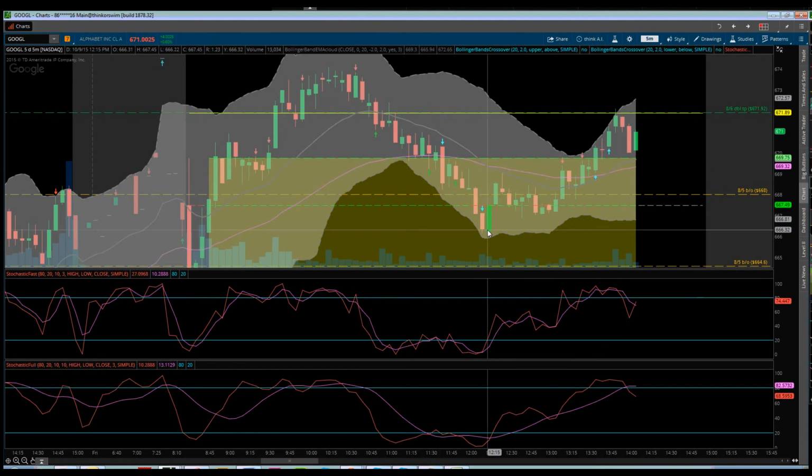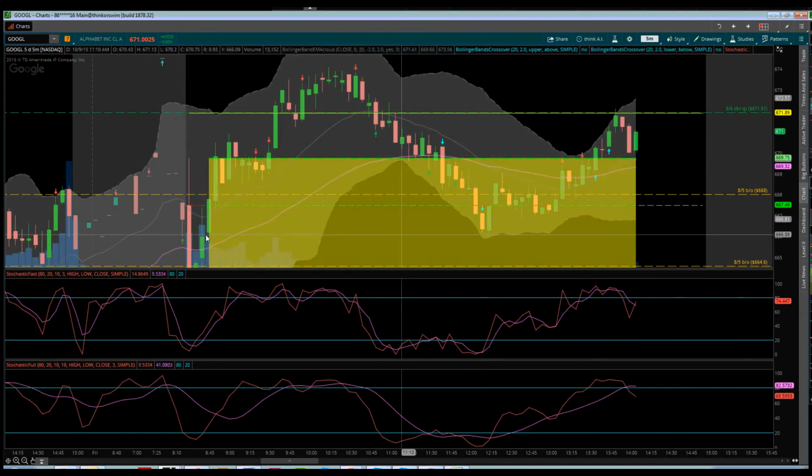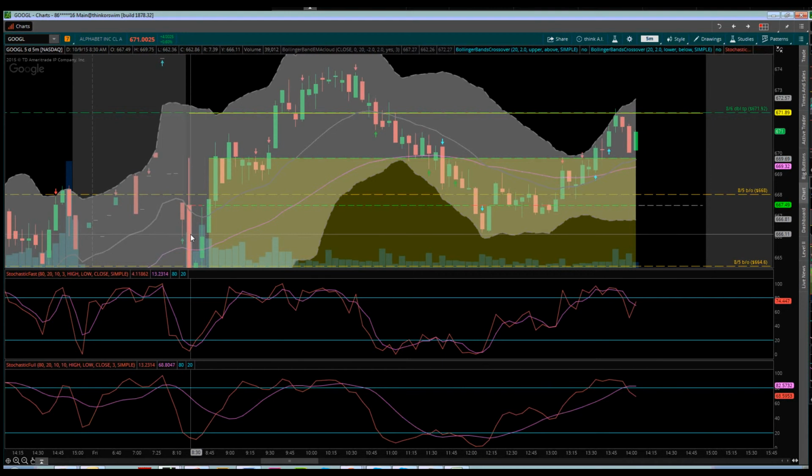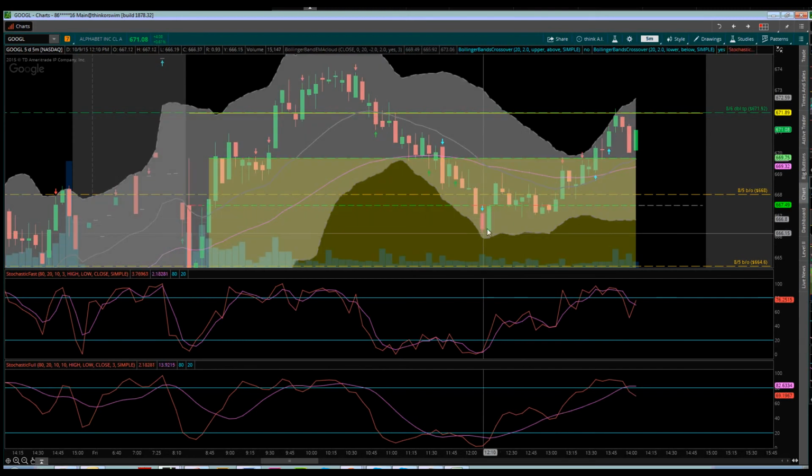So what happened was we traveled down to the next support level, which was that intraday breakout from the first 15 minutes of market open, which was around the 666 area. And as you can see, we caught a slight bounce where we scaled in our second entry.